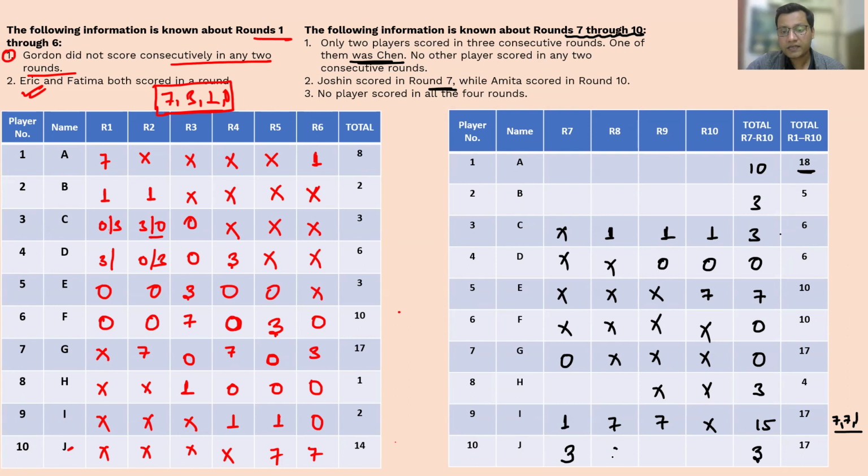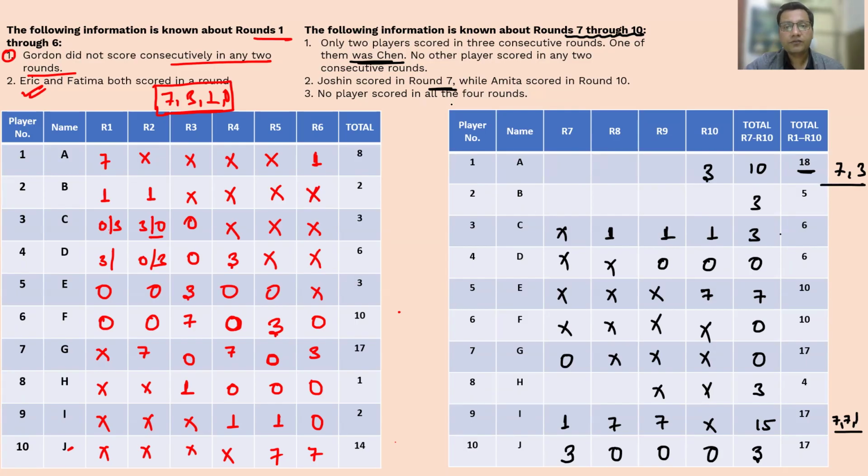So this has to be 3. This is 0, this is 0, this is also 0. He scored in round 7, while Amita, which is A, scored in round 10. So this 10 can only be with 7 and 3. Now if we say round 10 has a 7, this has to be 3. Now one 7 is missing for Amita.